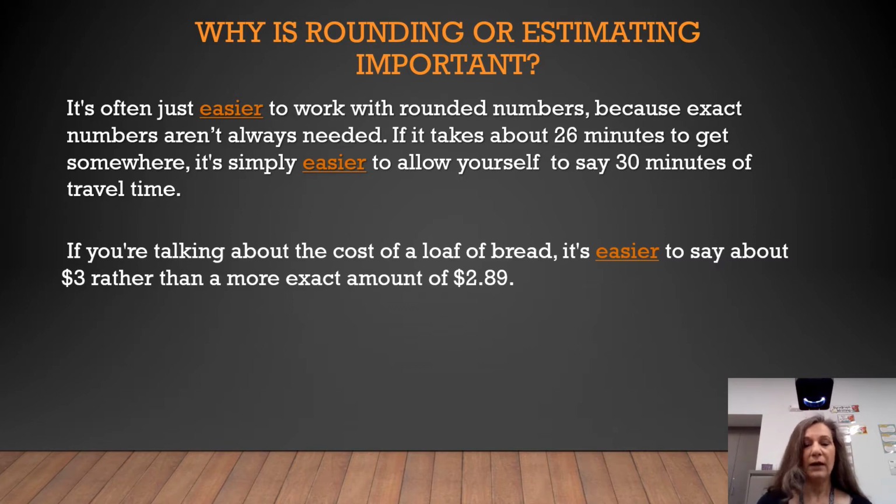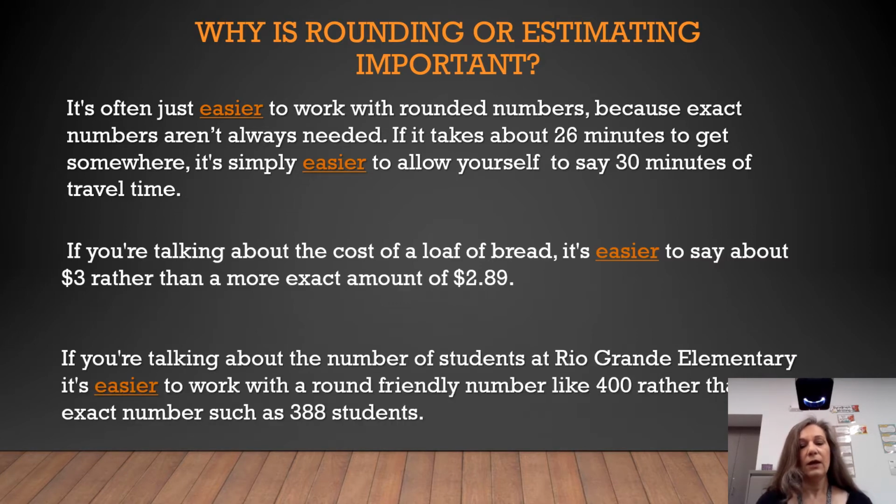Usually whenever your parents give you money to go buy something, they'll give you a round dollar amount, so that way you have enough to make sure that you can pay for the item. So that's another way to think about rounding or estimating. Another reason is when we don't have to be exact. For example, if you're talking about the number of students at Rio Grande Elementary, it would be easier to work with a round friendly number like 400 rather than saying an exact number such as 388 students.